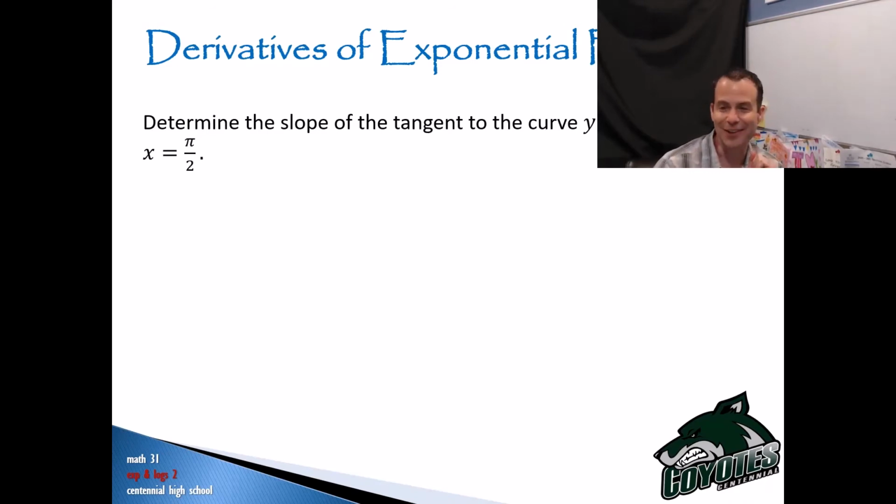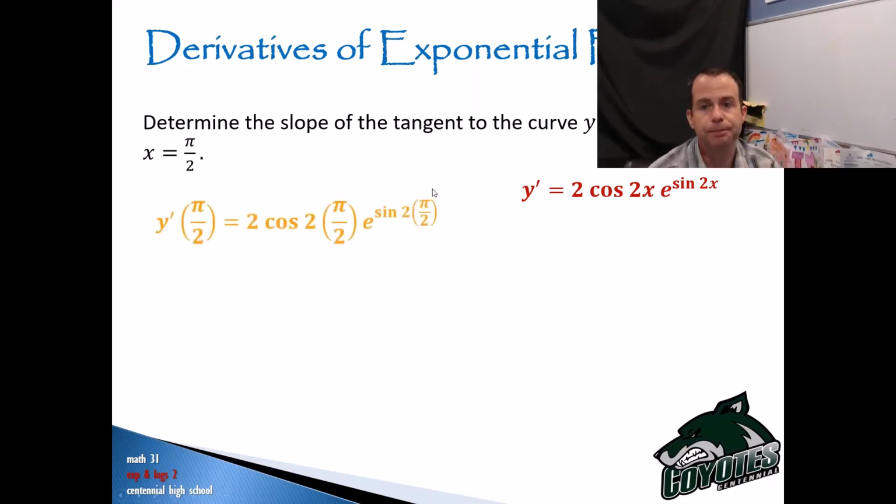Okay, so we're going to stick all that together, and we get 2 times cos of 2x times e to the sine of 2x. Okay? Now, that is the derivative. That equation represents the slope at any point along my original function, the slope of the tangent. But I want the slope when x is pi over 2. So now I'm going to plug pi over 2 in for x. Okay, so I just took my derivative function and I am plugging in pi over 2.